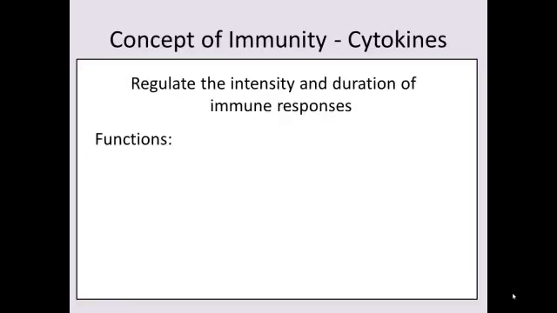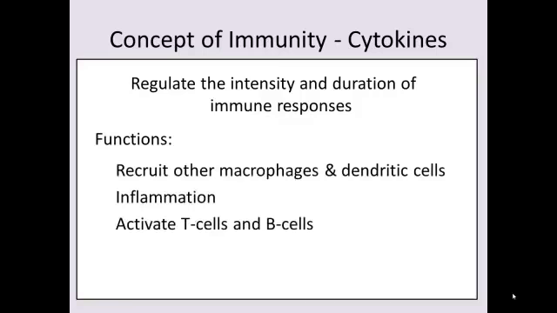And they regulate the intensity and duration of immune responses. Their functions are to recruit other immune cells, specifically macrophages and dendritic cells. We're going to talk about those more later on in the chapter. They cause inflammation. We're also going to be talking more about that. And to activate T cells and B cells.